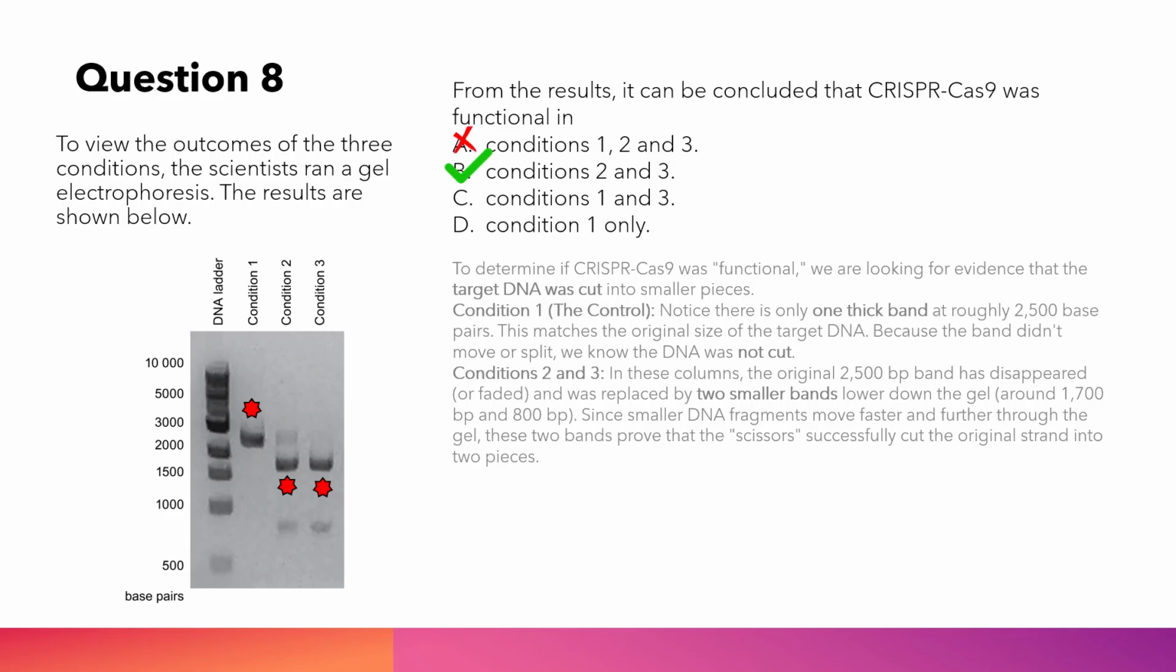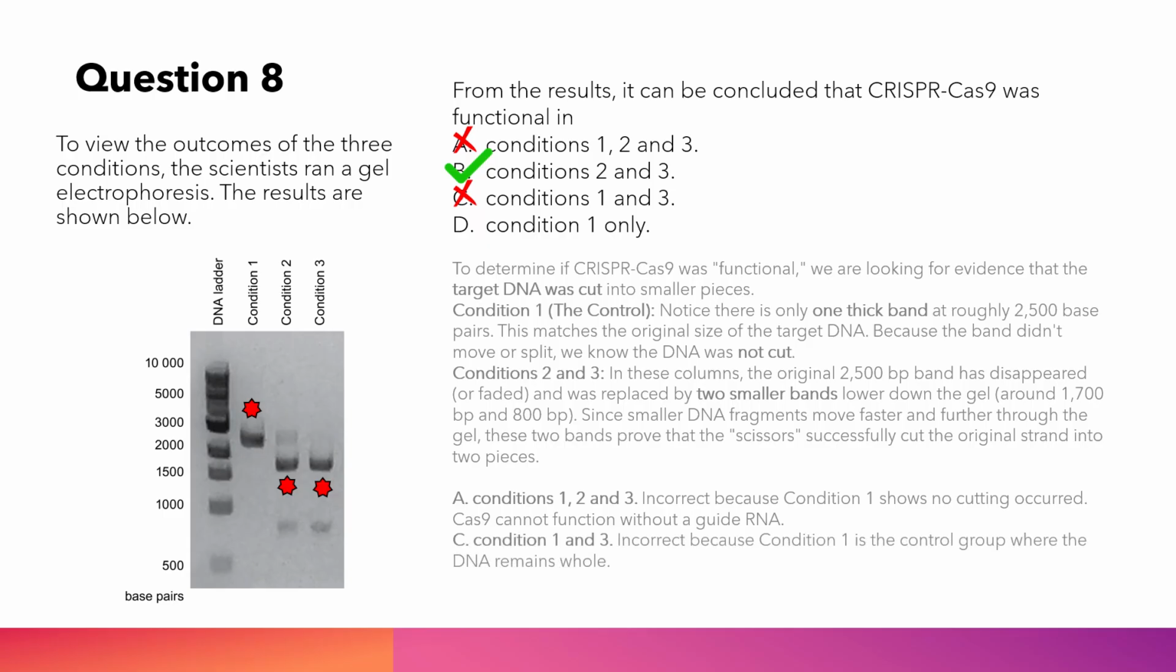Why the other options are incorrect. A, conditions 1, 2 and 3. Incorrect, because condition 1 shows no cutting occurred. Cas9 cannot function without a guide RNA. C, conditions 1 and 3. Incorrect, because condition 1 is the control group where the DNA remains whole. D, condition 1 only. Incorrect, because condition 1 is the only trial where the system failed to edit the DNA.